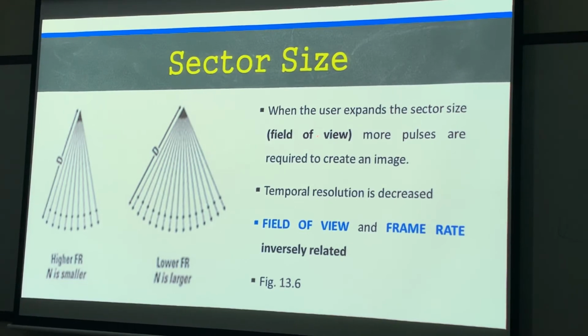When the user expands the sector size, also known as the field of view, more pulses are required to create an image. So when I put wide scan on, I'm decreasing my temporal resolution. Say for instance, I can't see the dome of the right liver and I need to put wide scan on, or I'm looking at the left liver and it's too wide. Now I'm adding scan lines to my image, so it's going to take longer to acquire this wide scan image.